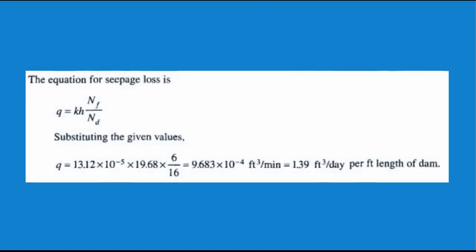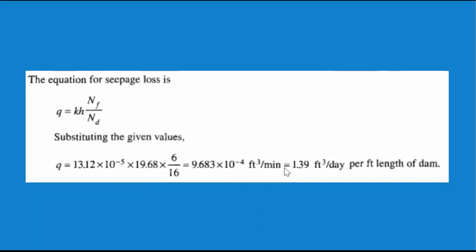So this is the solution. The equation for seepage loss is this formula again. We just have to substitute the given values. So Q equals 13.12 times 10 raised to negative 5, which is the value for K, multiplied by the value of H, which is 19.68, multiplied by NF over ND, which is 6 over 16. And then we can arrive at 9.683 times 10 raised to negative 4 cubic foot per minute.